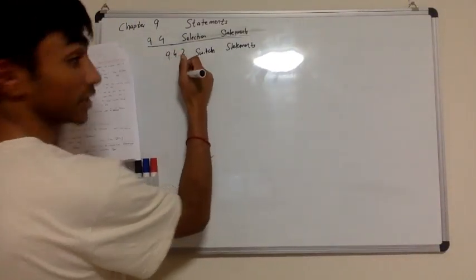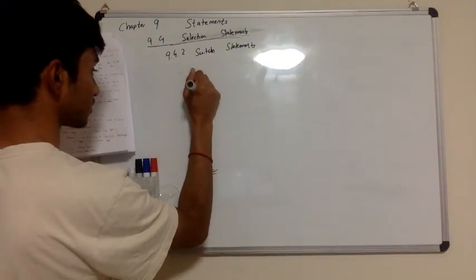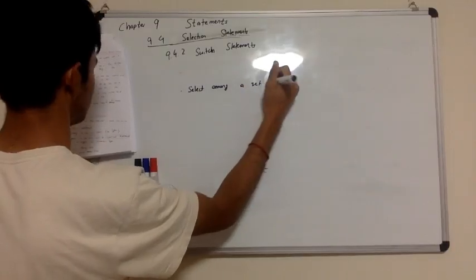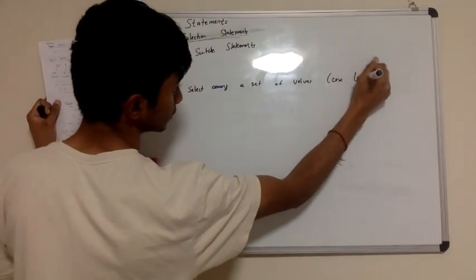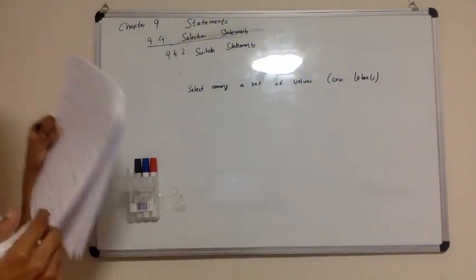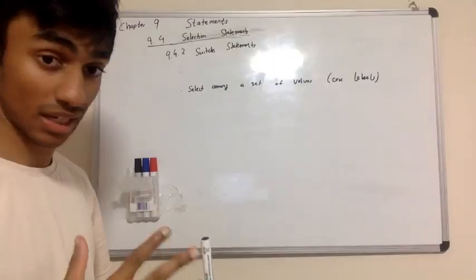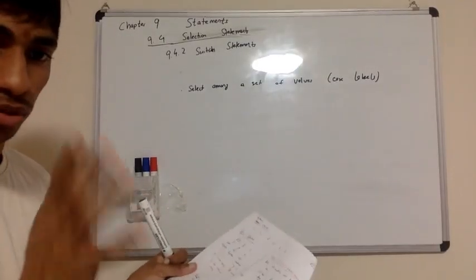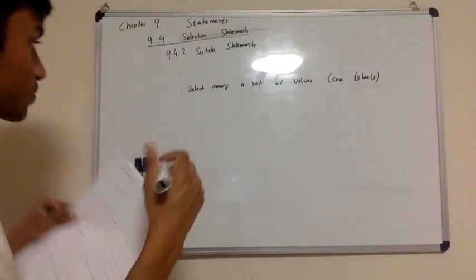Generally, the overall goal is to select among a set of values, case labels. So whereas before with the if statements we had equal to, not equal to, greater than, less than, generally speaking, I think of switch statements as only really having an equal sign operator that you can work with.